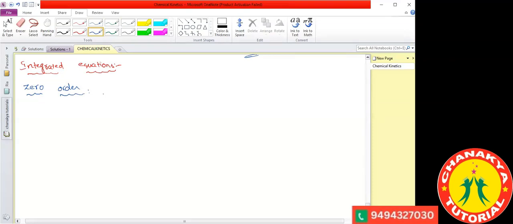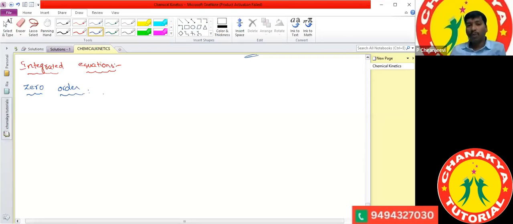Is it the sum of the concentration terms of the reactant? It is the sum of the powers of molar concentration of the reactants that is called the order. So what is meant by the order? It is the sum of the powers of molar concentration of the reactants. Sir, what is meant by the order of the reaction?